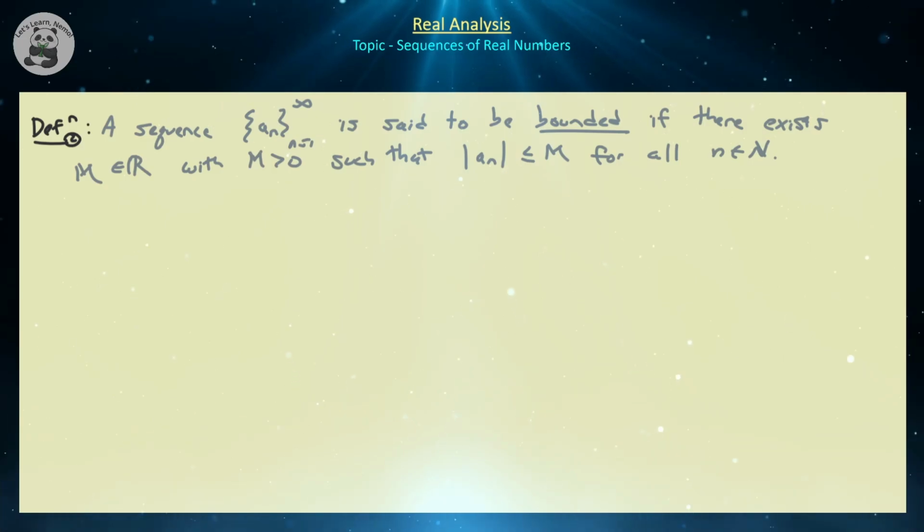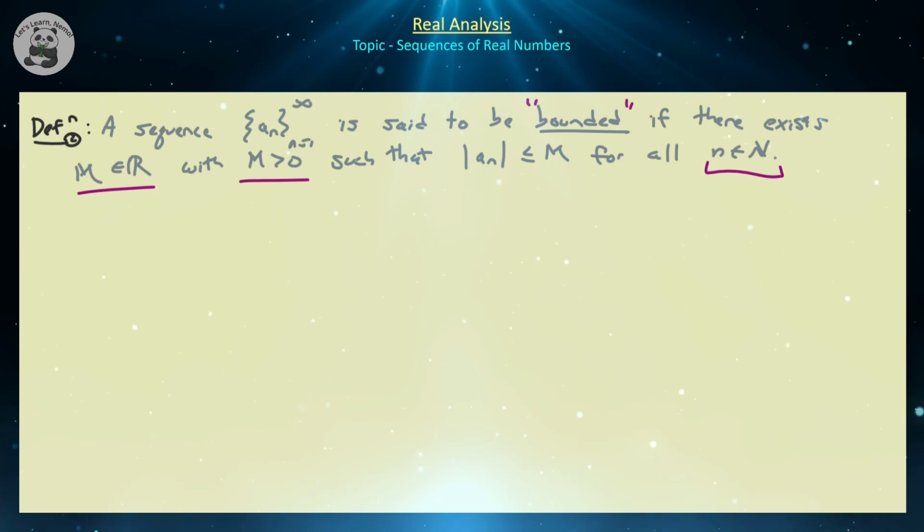The next definition is actually quite important, and it says the following. Suppose that we have a sequence an with domain, as usual, the set of natural numbers. Then we say the sequence is bounded if there exists a positive real number M such that the absolute value of the values of the sequence are always less than or equal to M for all n in the domain of that particular sequence. So let's think about that for a moment.